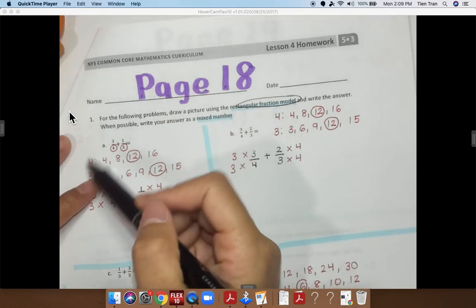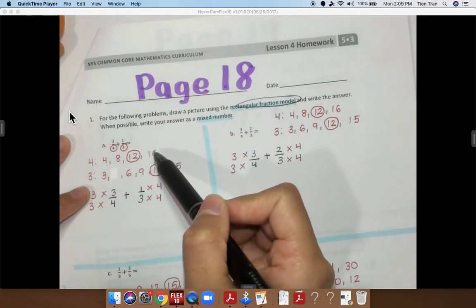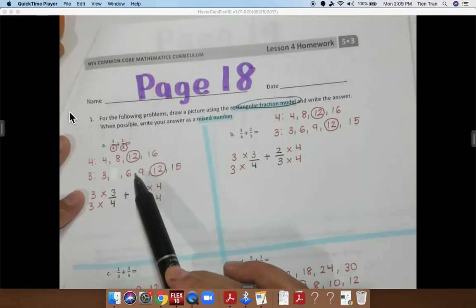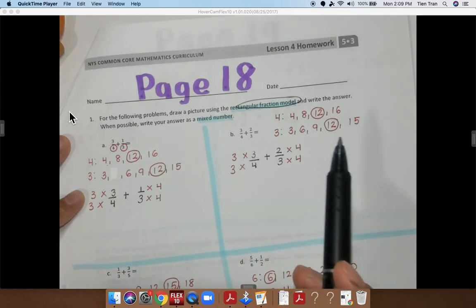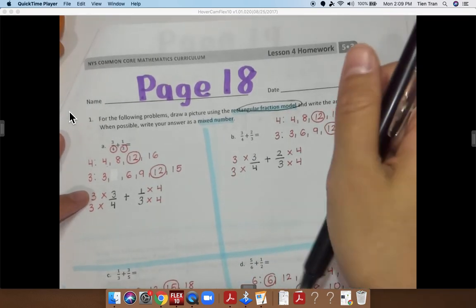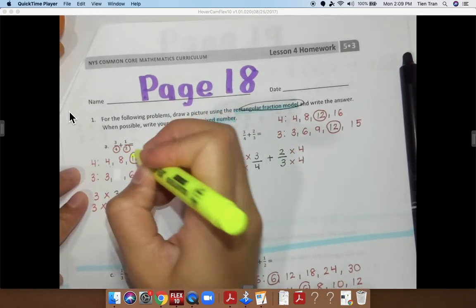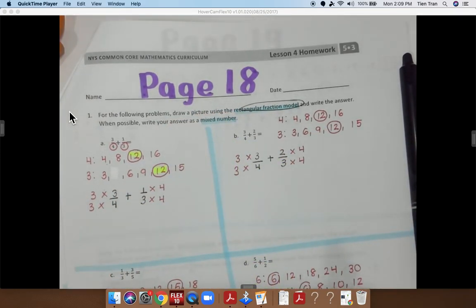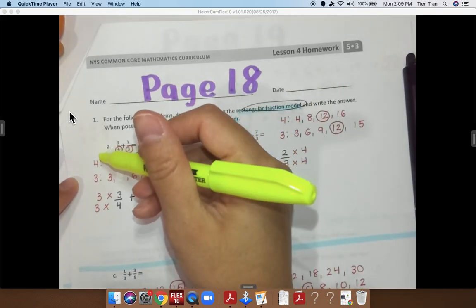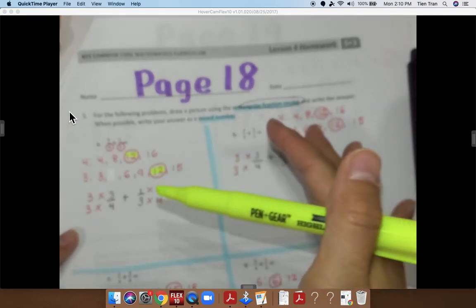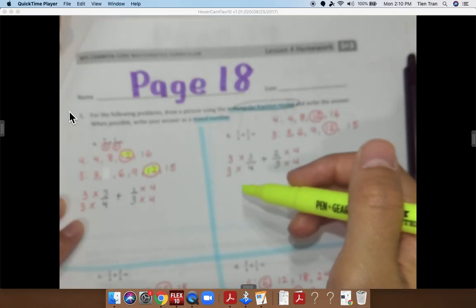So my multiples for 4 are 4, 8, 12, 16, just like skip counting. And my multiples for 3 are 3, 6, 9, 12, 15. So I'm looking at my numbers here and I notice that 12 and 12 both appear in my 4s and 3s. So that means that I'm going to try to make sure my common denominator changes into a 12.